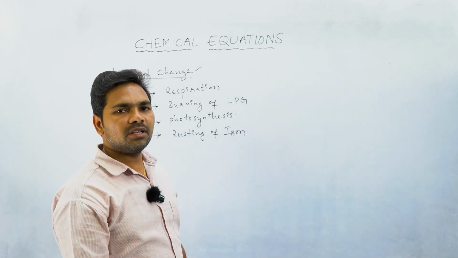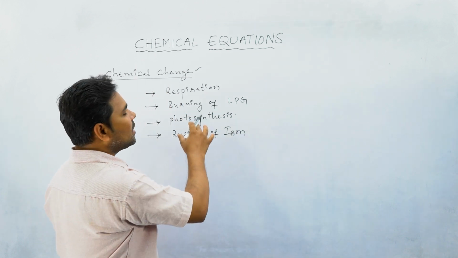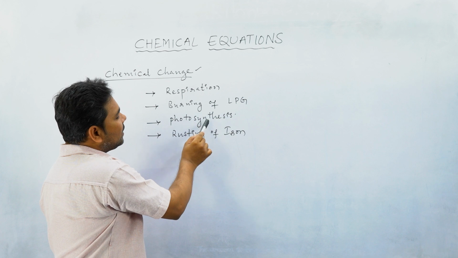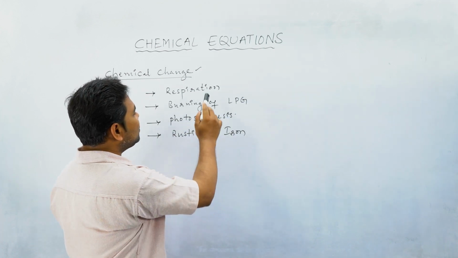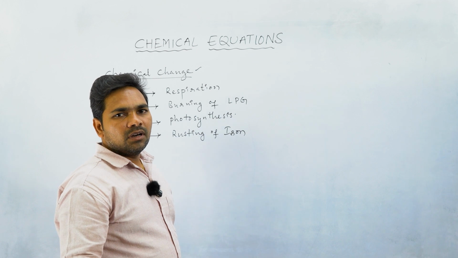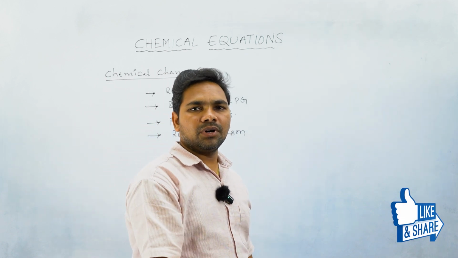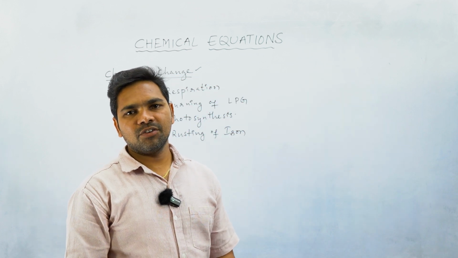Why are these called chemical changes? You have already learned in your previous classes. Because in every chemical change that takes place, always one substance undergoes a change and produces new substances with a completely different set of properties.